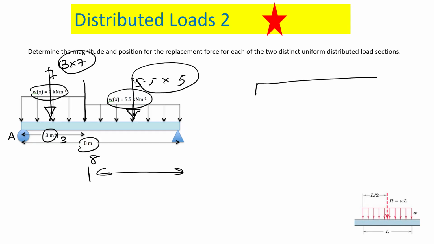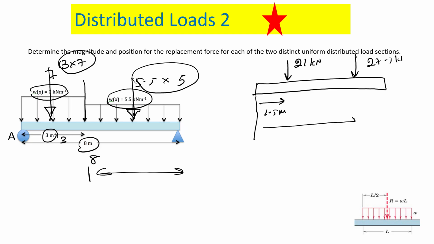So if you consider the beam, you have one force acting here which is 21 kilonewtons and one is 27.5 kilonewtons. And this one is acting at 1.5 meters and this one is 2.5 plus 3, 5.5. Am I right?